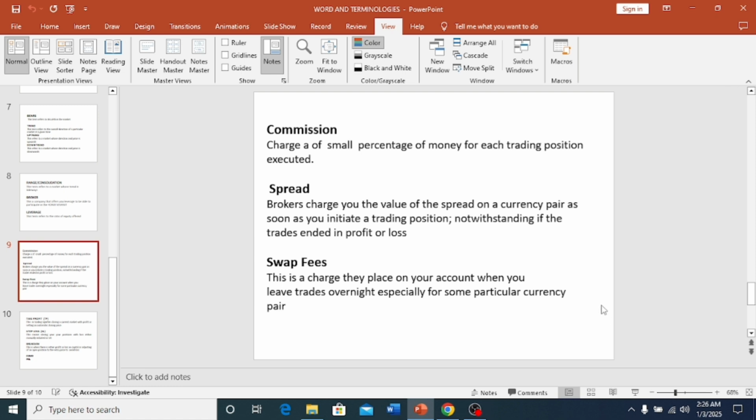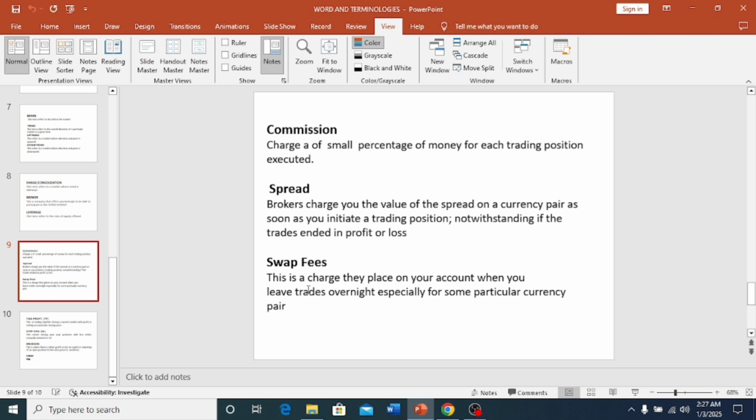I don't like trading with spread. Brokers charge you the value of the spread on a currency pair as soon as you initiate a trading position, regardless of whether the trade ended in profit or a loss. Even if the trade ended in profit or loss, they will still charge commission. It depends: sometimes if you are offered spread, they will not charge commission, and if you are charged commission, they will not offer you spread. That's how it works. But some other brokers charge commission and they offer spread too. You can see it is more of exploitation. So that is what spread is.